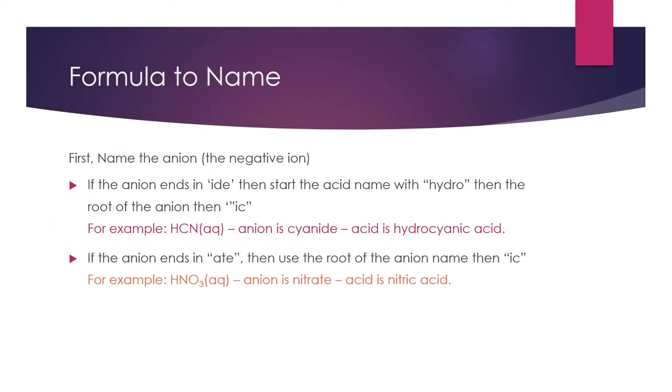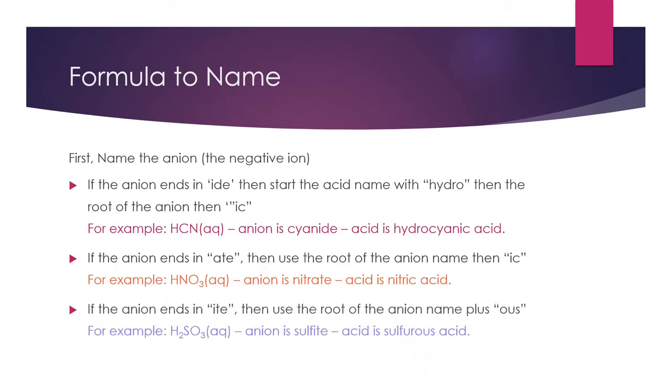If the anion ends in "ate", then use the root of the anion name, then "ic". For example, HNO3, the anion is nitrate, so the acid name is nitric acid.